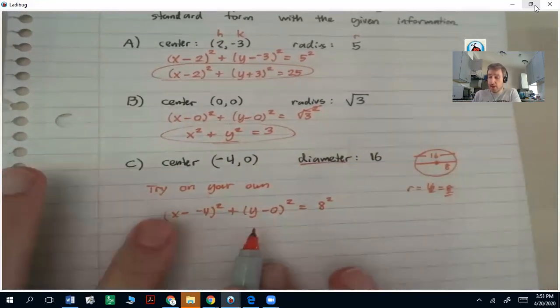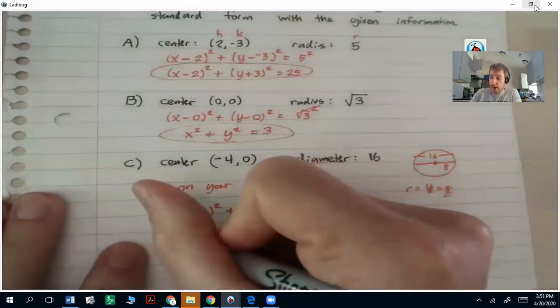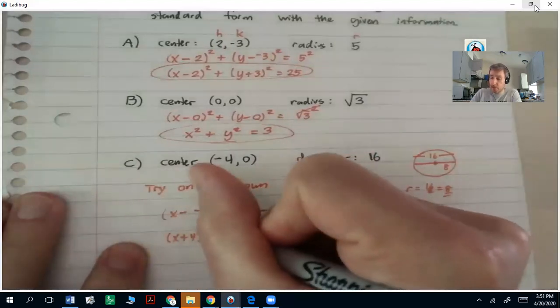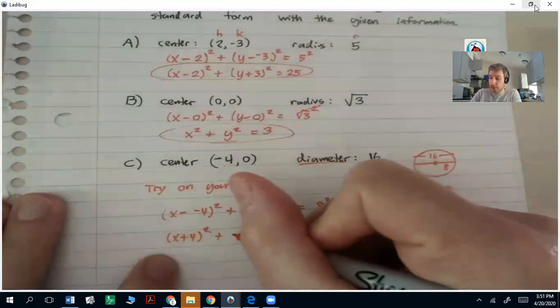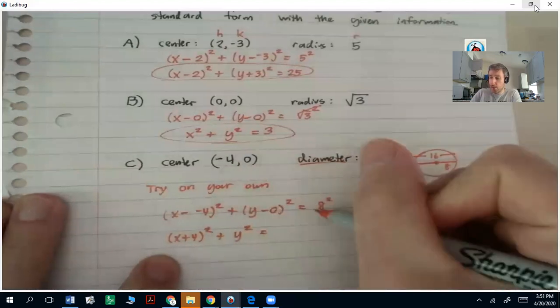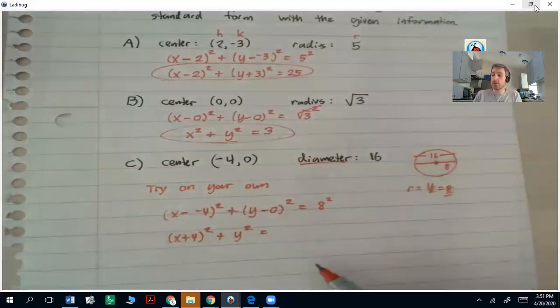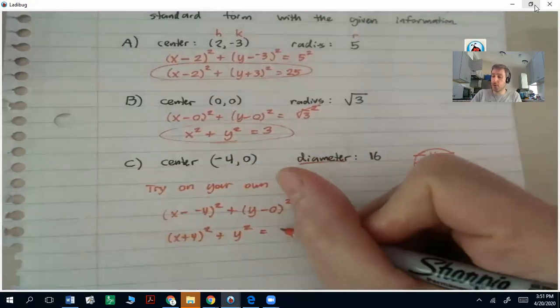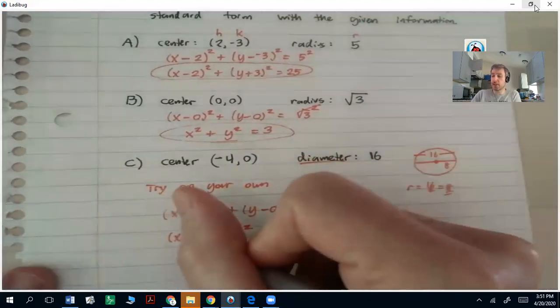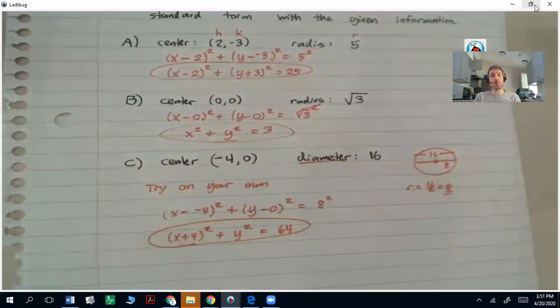So again, I don't want to deal with these double negatives, so I'm going to write x plus 4 squared. I don't want to deal with 0, so plus y squared. And I want to know what 8 squared is, the number it equals. So 8 times 8 is going to be 64. That's the version you want to write when you write these equations out. Always simplify it.